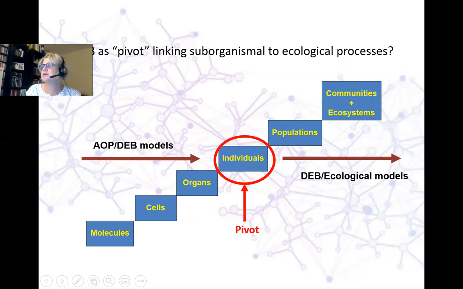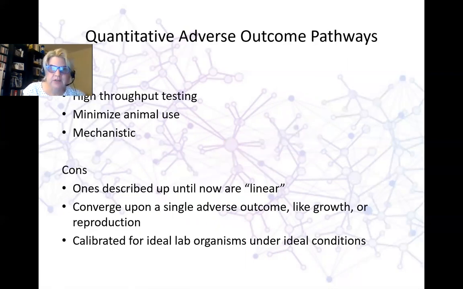All right. Like I've mentioned, that's where I come from, this quantitative adverse outcome pathway world. There's a lot of pros to it. It can accommodate all this high throughput testing and minimize animal use, and it is quite mechanistic. But the cons are, the ones that have been described are pretty linear. They're starting to get into networks and things like that. But they always converge on a single adverse outcome, like growth or reproduction, and they don't link them. They're calibrated for ideal lab organisms under ideal conditions, and they generally require quite a bit of data.